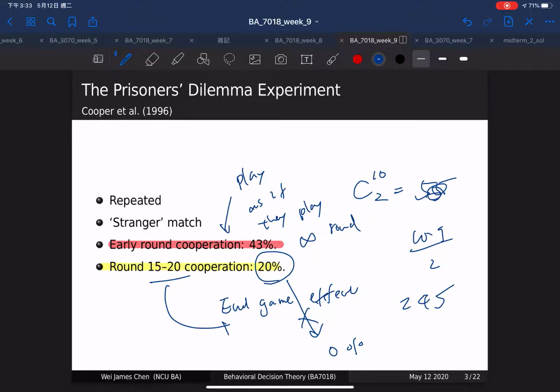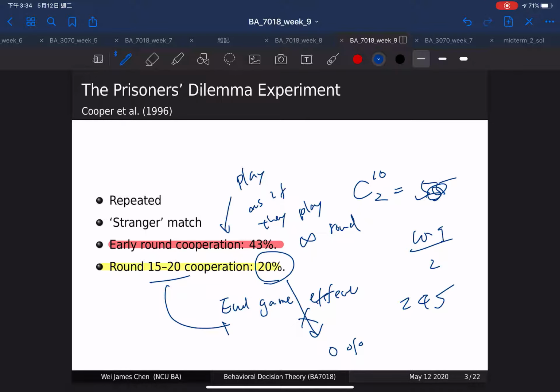To explain this, there's actually more than one way. Because the prisoner's dilemma is one of the most famous games, there's a whole bunch of papers talking about this. The easiest explanation would be a taste for cooperation. Basically it means people have an intrinsic value on cooperation.